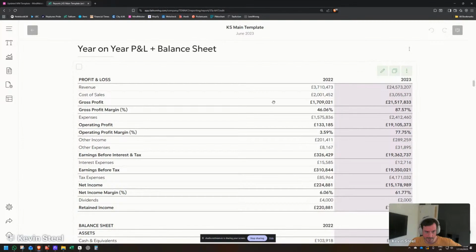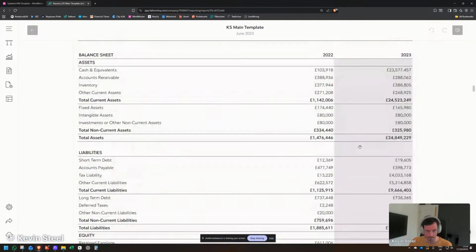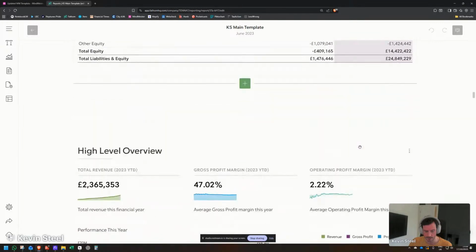Then the next section, year-on-year P&L and balance sheet. Basically, historical would be there. So we might have 2-3 years of historical actuals. Then we would have our shaded column, which is our current forecast for the entire year, just so we can see at a quick glance our margins year on year. We'd also have the balance sheet underneath.